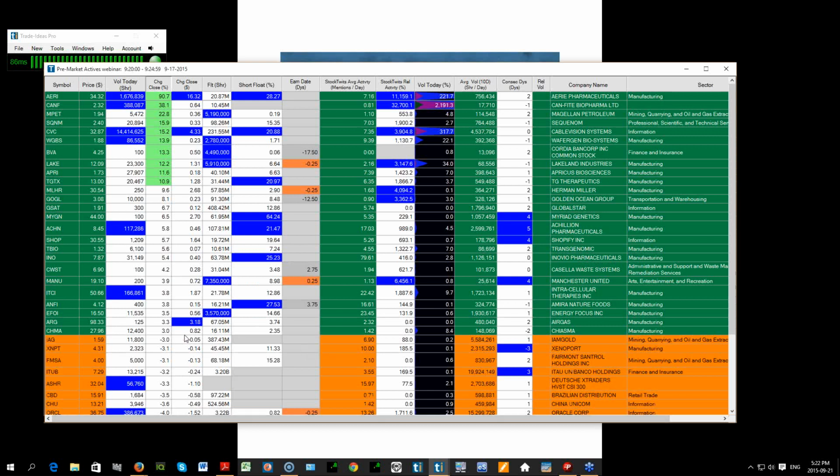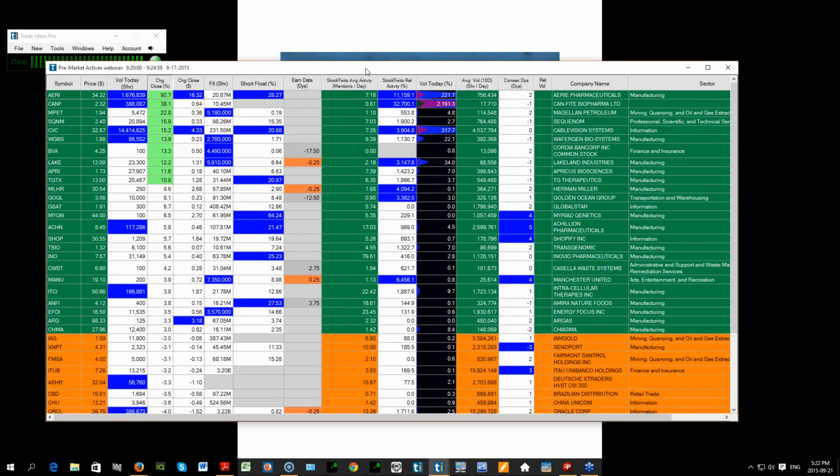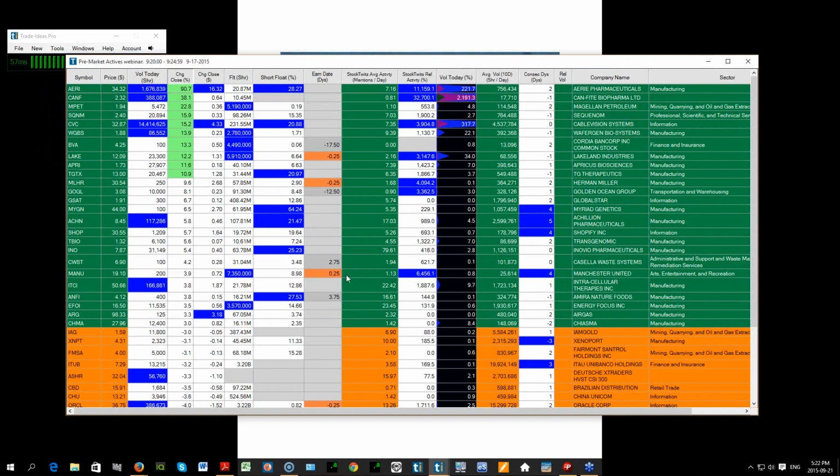Now, this is my pre-market actives window that I use every single day. This is the one that really identifies to me the stocks that potentially could be the really active stocks to trade during the day. Now, it's possible none of them will be that active once the market opens. It's not likely, but it's possible, but that's okay, because I think everybody should have some kind of a trading plan before the market opens.